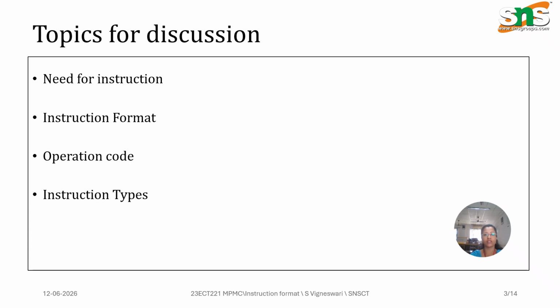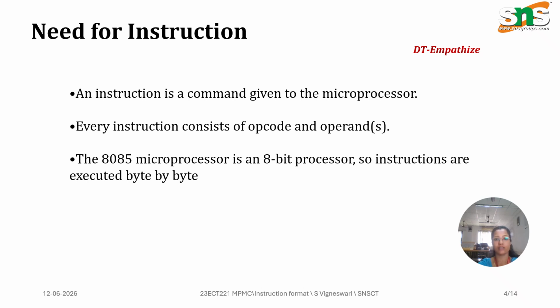What is the need for instruction, instruction format, operation code and instruction types. So first, the need for instruction. Say, for example, a microprocessor is a device that cannot think or make a decision on its own. It only performs the task based on the commands provided by the programmer. Only based on what the programmer provides is it able to take the instructions ahead. So these commands that we are giving are known as instructions.